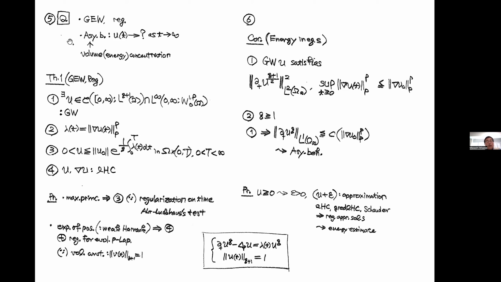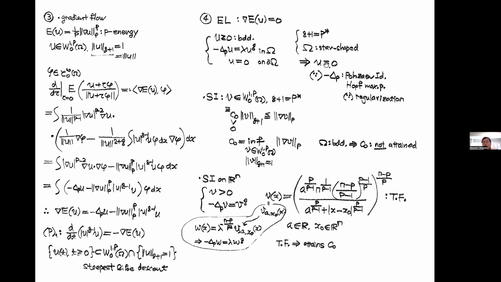Of course, finally, I would like to study the asymptotic behavior of this global solution. What is the limit at infinite time of the solution u(t)? Previously, we already explained the corresponding stationary equation is like this. In the case that q plus 1 is equal to the critical exponent and omega is star-shaped, then the corresponding stationary solution should be trivial.